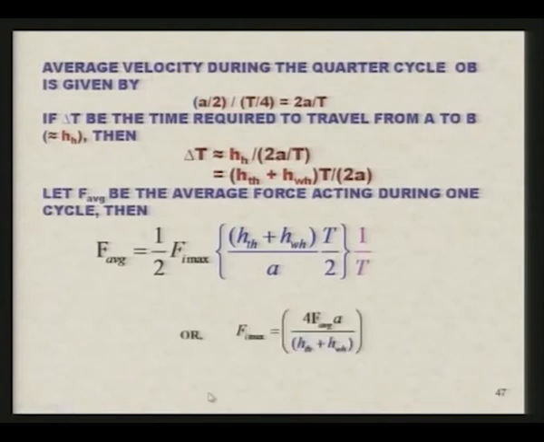Or you can write it like this: F_i maximum is equal to 4 F average multiplied by A divided by (h_T plus h_W). Now, maximum force per grit will be obtained when the total force that is acting on the tool is divided by the total number of particles which are being hit by the tool. So, let capital N be the total number of abrasive particles which are being hit by the tool.